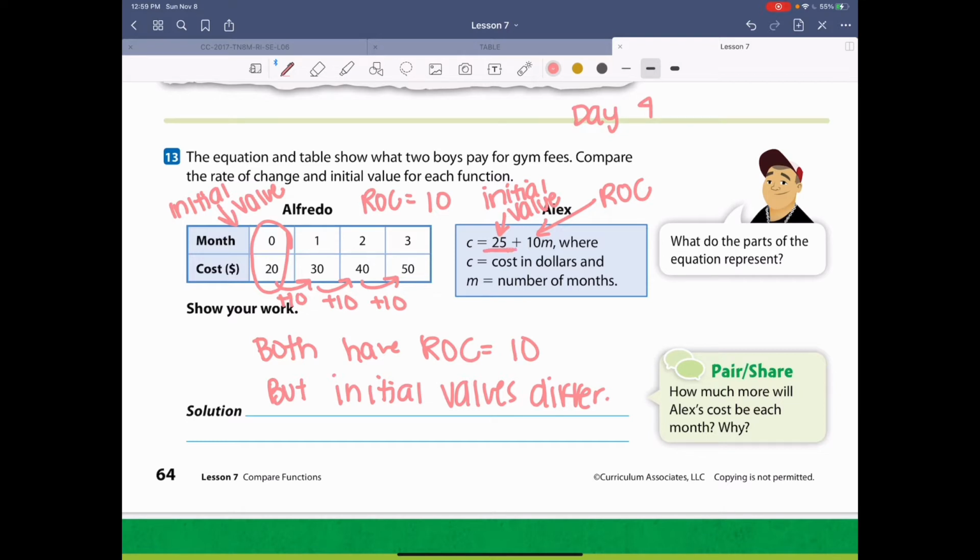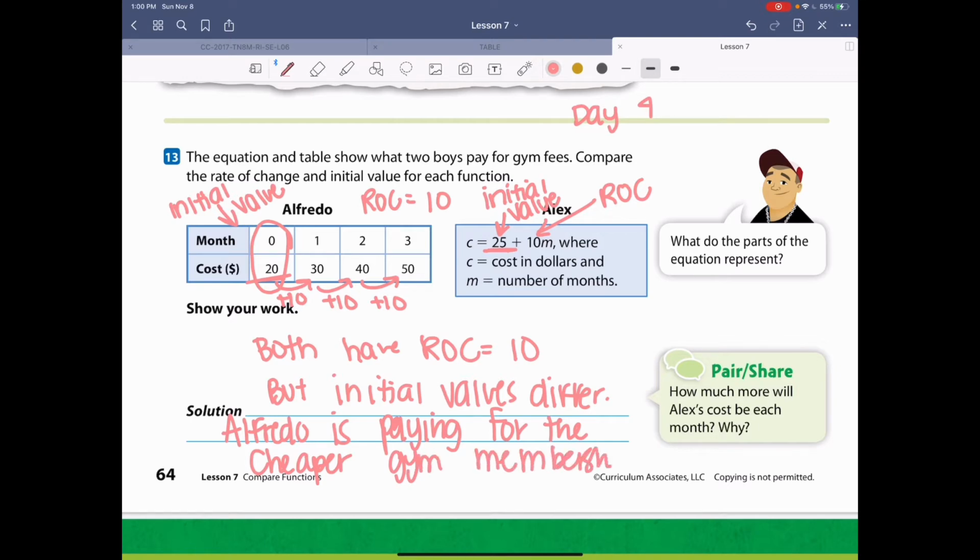Since Alex's initial value was 25 and Alfredo's initial value was 20, Alfredo has the cheaper gym membership. Alfredo is paying for the cheaper gym membership. Okay. And that is it. So, of course, it's cheaper for Alfredo.